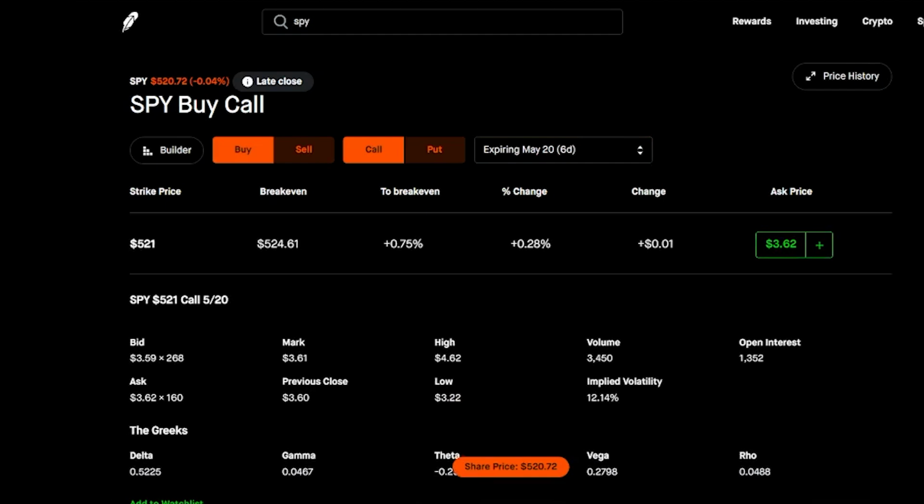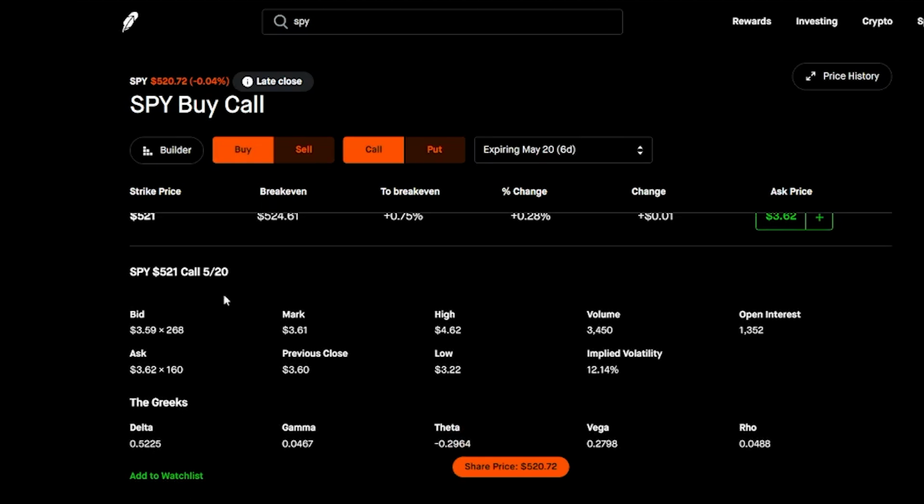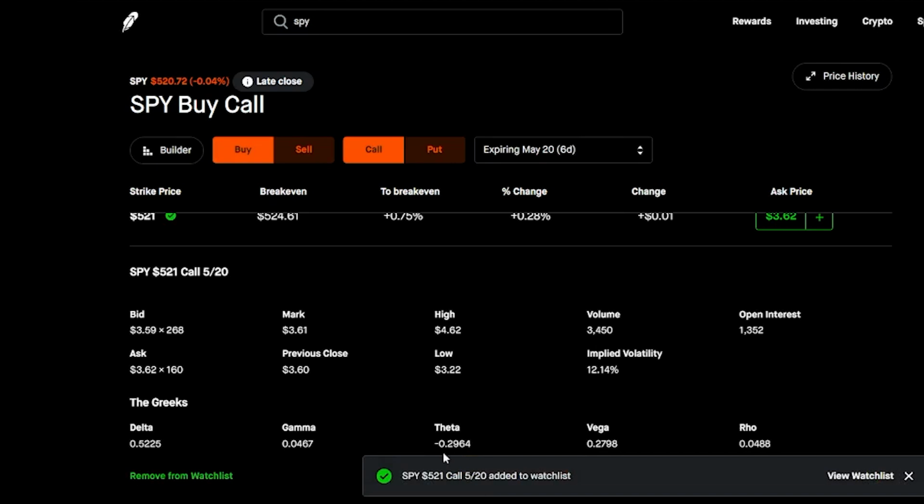So if we scroll down, another thing that I want to show you guys, when you click on the option, right, you see we have our volume here. We have our open interest. We have our delta, which is 52. We have our theta, which is 29. But you see this little button here, add to watch list. If you double click on that, it's going to add this option to your watch list. And then when this option starts to move, it will actually give you a notification on your phone if you have the Robinhood app on your phone. And I'm pretty sure everybody does, but obviously I'm working on a computer.